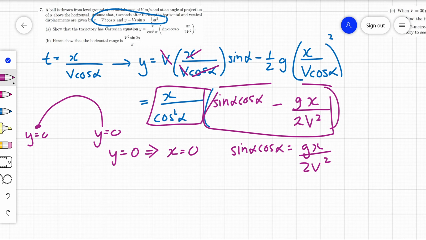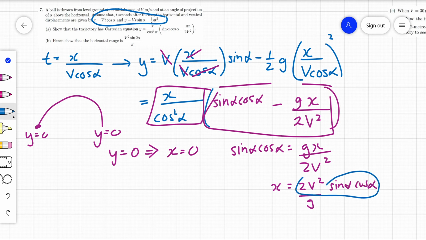So let's make x the subject. Now we're going to have 2v squared on g, sine alpha cos alpha, and if you think about it, that 2 sine alpha cos alpha is the same as sine 2 alpha. So we get v squared sine 2 alpha on g, which is the horizontal range, this length here.